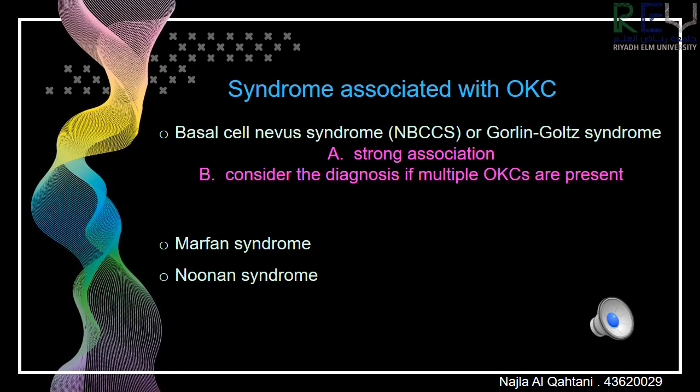Syndrome associated with odontogenic keratocyst. The odontogenic keratocyst is known for its high recurrence rate and aggressive behavior, and it's usually associated with nevoid basal cell carcinoma syndrome. The other name for the syndrome is Gorlin-Goltz syndrome. It may also be associated with Marfan syndrome or Noonan syndrome.